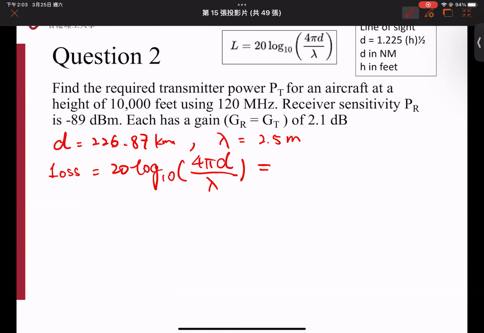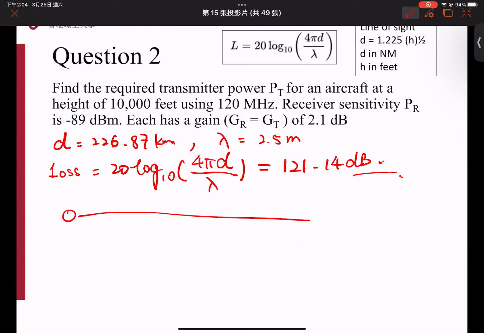So I will directly write the number in here. It's 121.14 in terms of dB. If you put the numbers in and use a calculator, you can directly get this. And this is kind of like a ratio for the loss. So you need to calculate the balance in between.